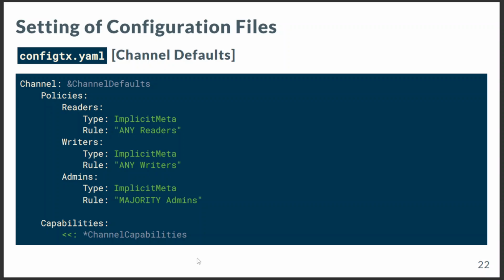Next, we have the channel defaults. So for any channel that we create on the blockchain, we have some default configurations that we set. Of course, these can be modified based on our channel requirements. So by default, when a channel is created, these policies and capabilities are added to the channel. However, if we want, we can later on change them. So the policies, we can have the readers, any readers, writers, any writers, and admins, of course, majority admins. That is the general rule to be followed while designing a blockchain like this. And the capabilities, we mentioned capabilities in the previous slide, we put them here.